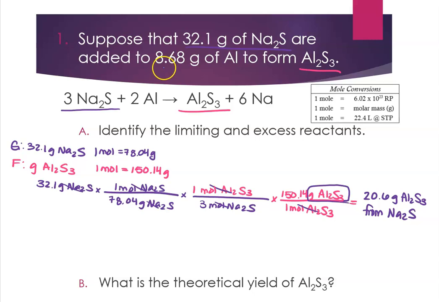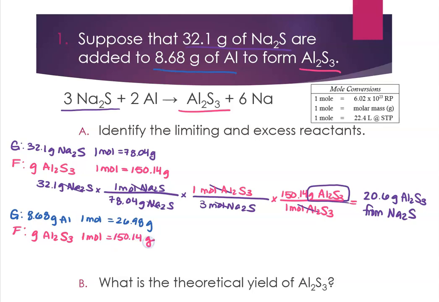Now, let's look at the other piece of given information, which is 8.68 grams of Al. So I have 8.68 grams of aluminum, and I'm trying to find the same thing. I have to solve for the same product so I can see which one gives me the least amount of product. All right, so for Al, I will need the molar mass, which is 26.98 grams. And for Al2S3, I already know the molar mass from the previous one, it's 150.14.